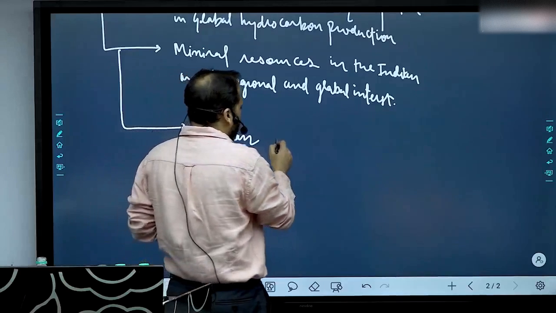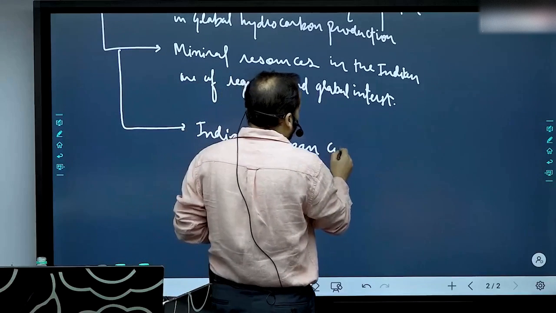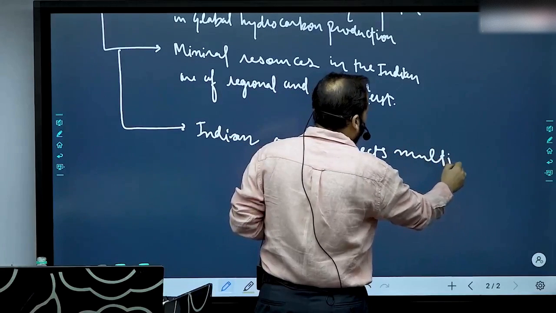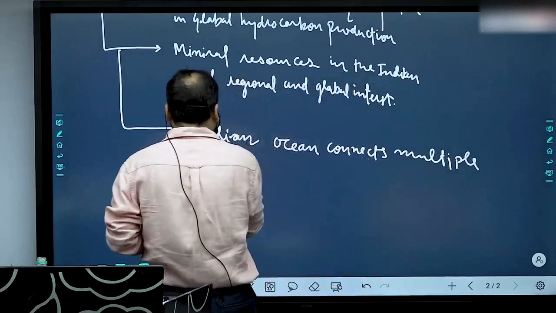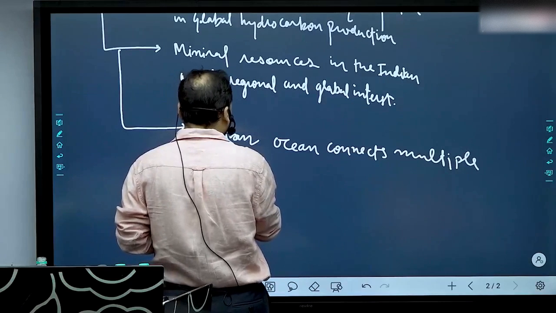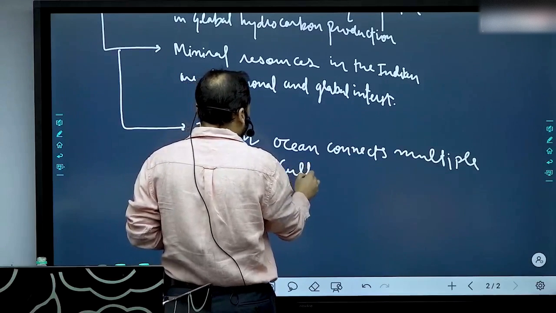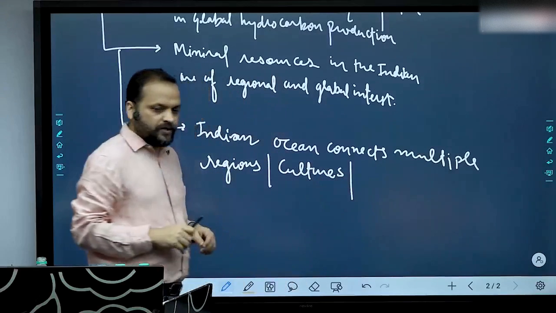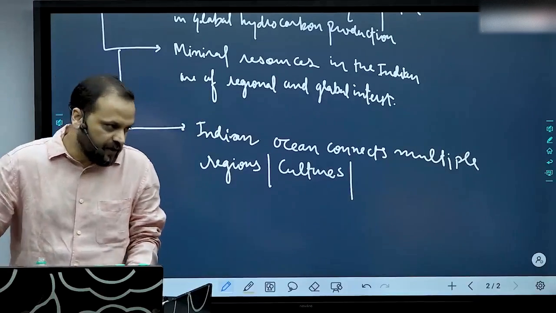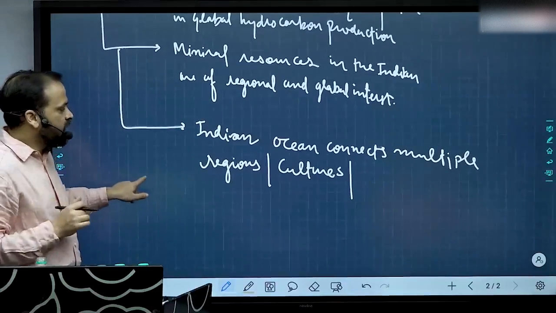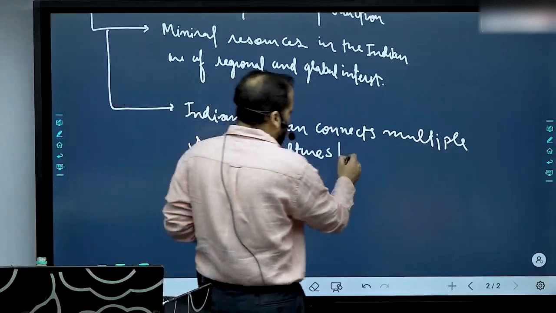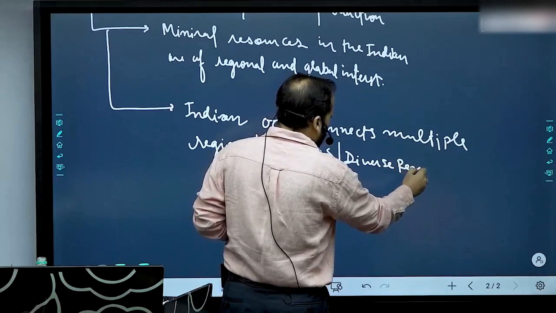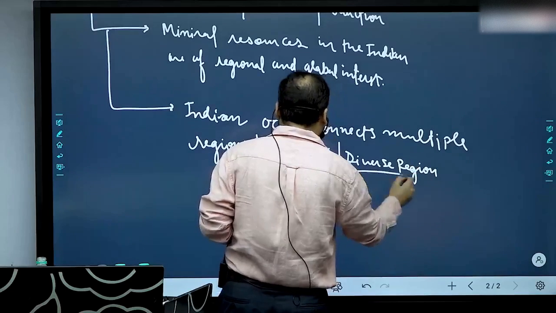And then the Indian Ocean connects multiple regions and cultures. That's why it is of historic and cultural significance. It is a diverse region. The Indian Ocean ultimately is a diverse region.